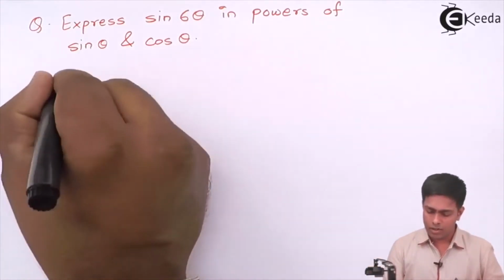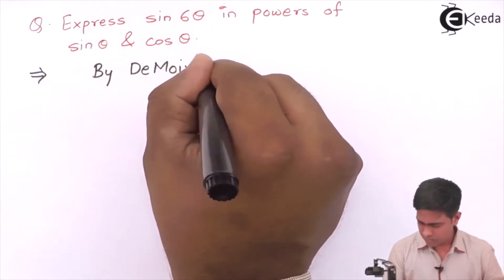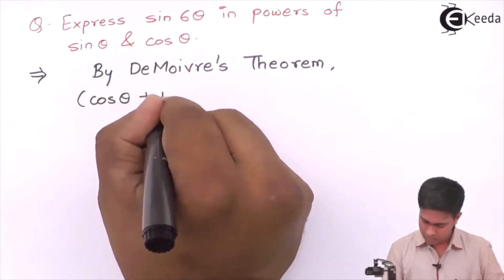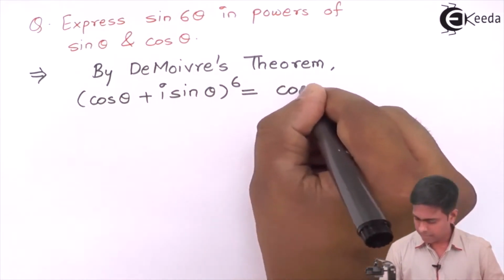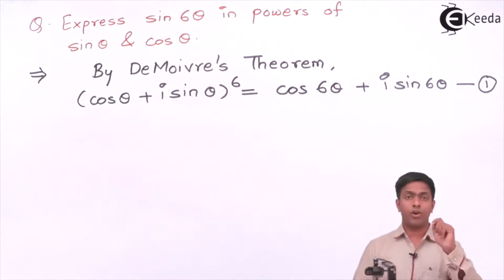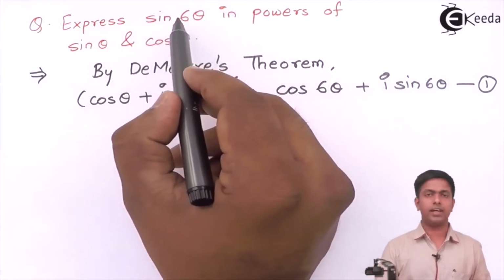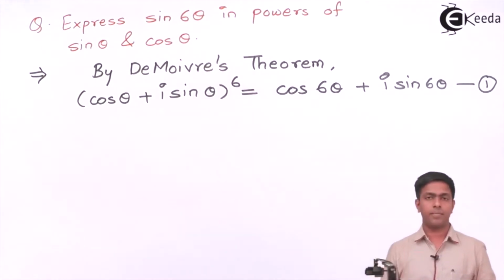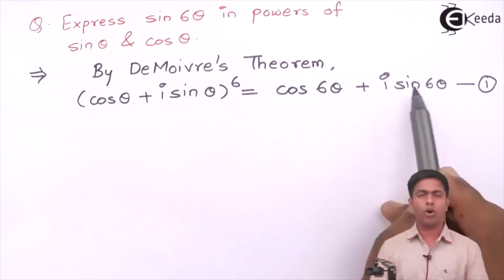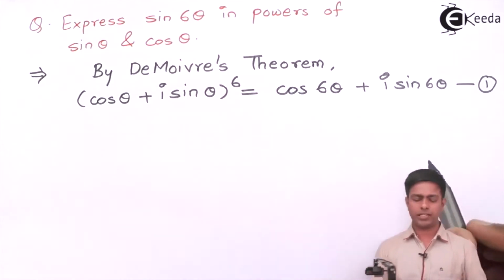So here I'll say by de Moivre's theorem, so guys, you have to keep this in mind that next time if you get sine 7 theta, then you should take this power as 7. By doing that, you can get the same term in the real part or imaginary part. So here I got sine 6 theta in the imaginary part and I call this equation number 1.